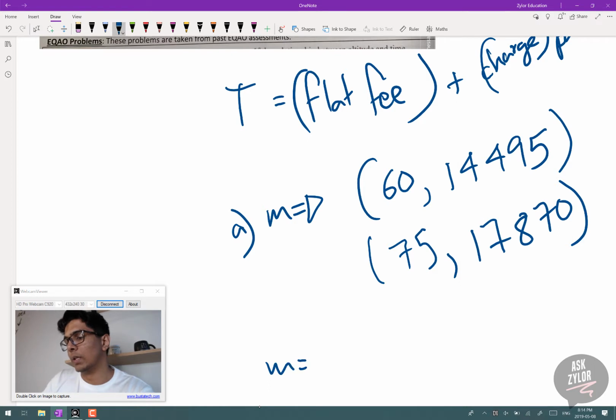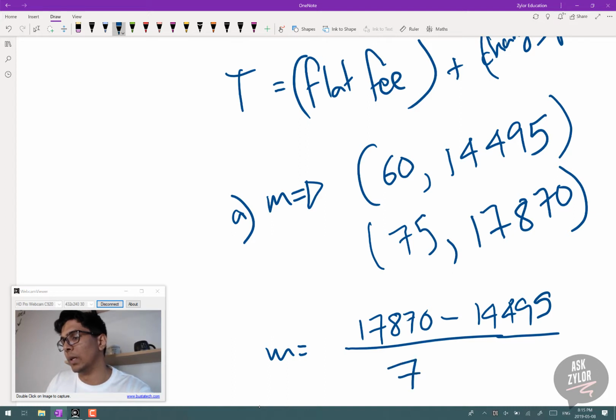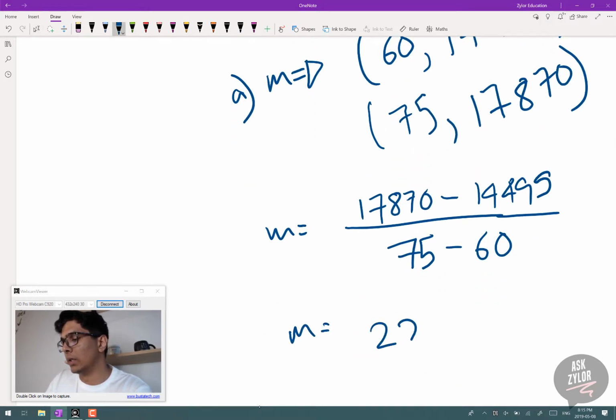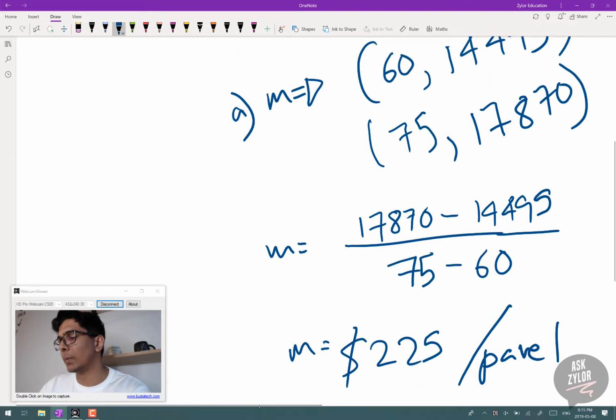So these are the 2 points I can use to find my slope. So my slope ends up being y2 minus y1, so I can do 17,870 minus 14,495 divided over x2 minus x1, so it's going to be 75 minus 60. So if I do the math for this in the calculator, I end up getting $225 per panel. So that's my charge per panel.